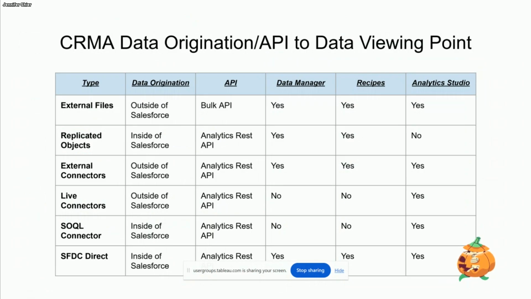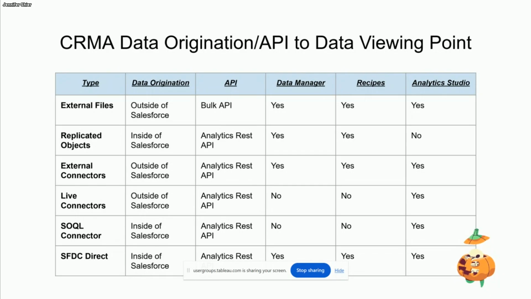External connectors are not something everybody's using, but the people who are using them use them a lot. So if you go into CRMA and you say, hey, I want to use one of the many external connectors, they take data from outside of Salesforce. They're using what we talked about before, the Analytics REST API, and you can actually make that data land in all 3 places, depending on how you configure it. So there's a lot of flexibility with that data.